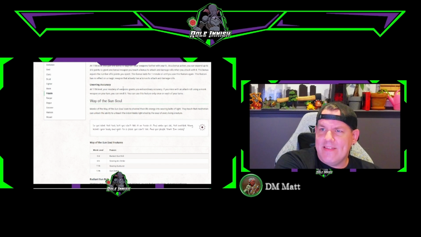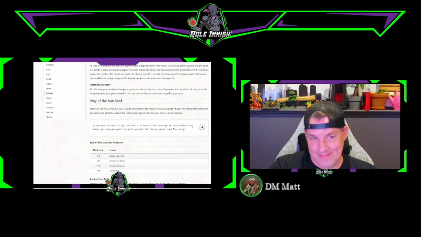Unerring Accuracy at 17th level. If you miss with an attack roll using a monk weapon on your turn, you can re-roll it. You can only do this once per turn.